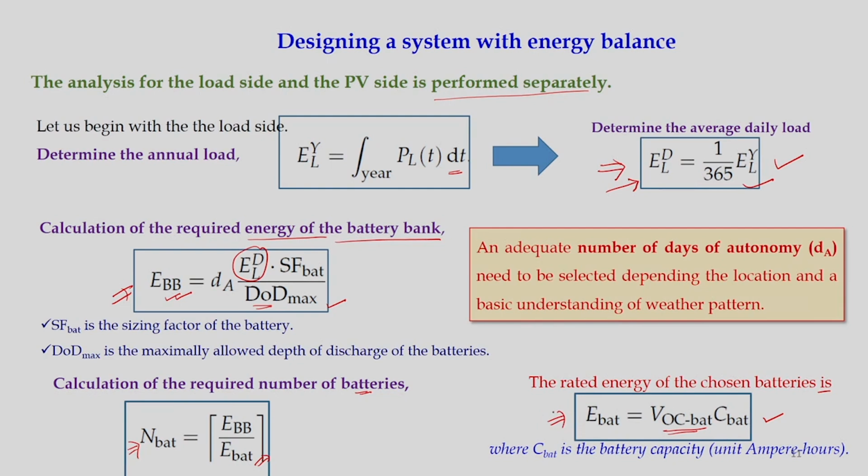So, this is the energy of the battery. It will be in watt hour, because C is in ampere hour. If we multiply by voltage, it will be watt hour. Once we know this, if we substitute here, we will get the number of batteries required for performing the required task.